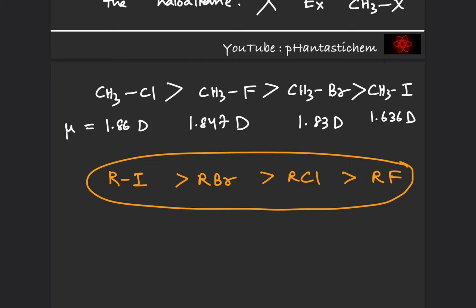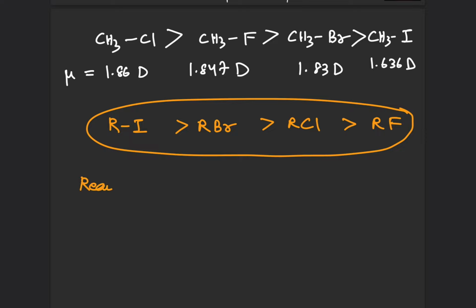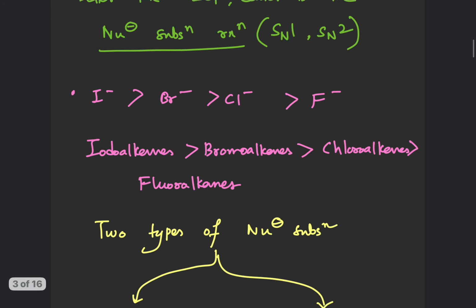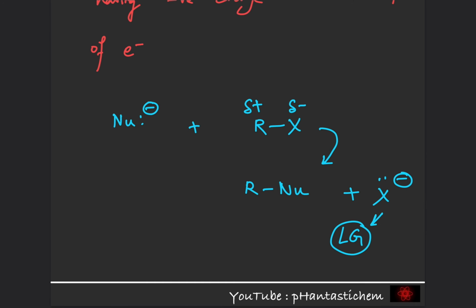That is because reactivity depends upon how easily the CX bond can break. Very important, that reactivity depends upon how easily the CX bond can break. So when we look at the mechanism, can you see what is happening? Obviously the nucleophile is attacking, but simultaneously this bond is breaking, right? So the easier it is to break this bond, the better will be the leaving group, and the easier will be the nucleophilic substitution.